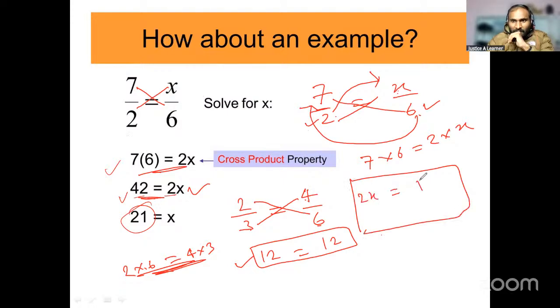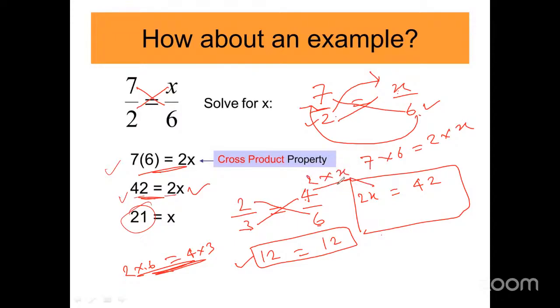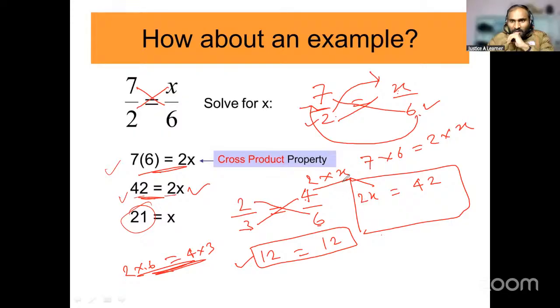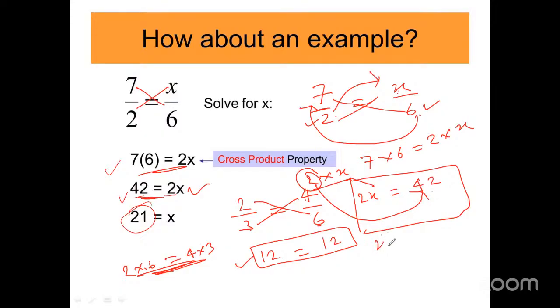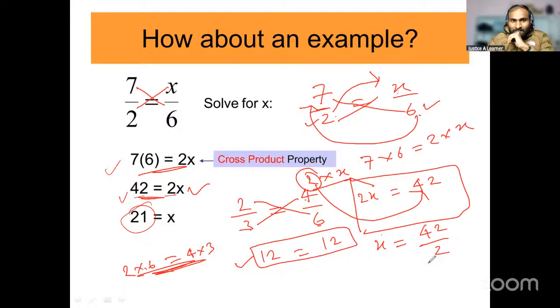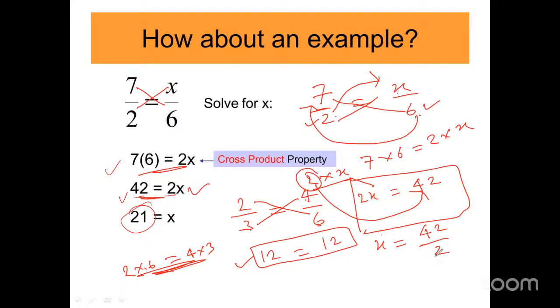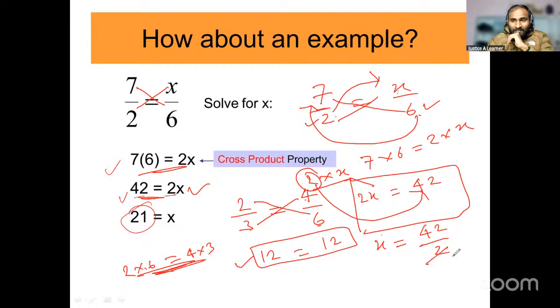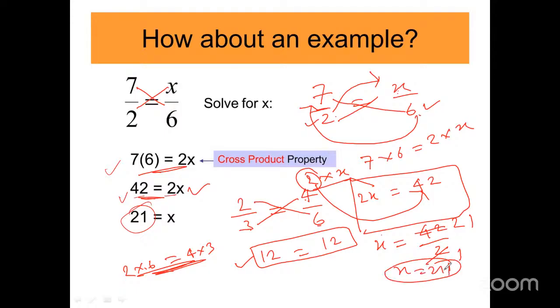2x is equal to 42. It means 2x means 2 into x, right? 2 multiplied with x. If we are keeping this number on this side, won't it go in division? It'll be x equals 42 divided by 2. Can I write this? Yes, I can. 2 ones are 2, 2 twos are 4, so x is equal to 21, right?